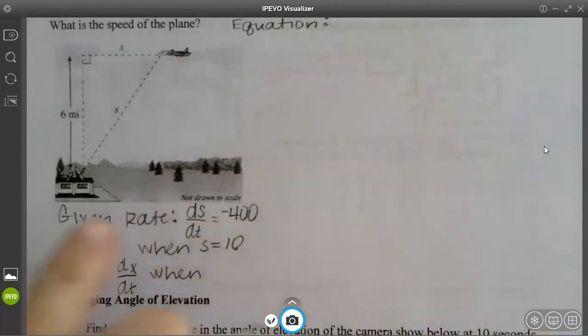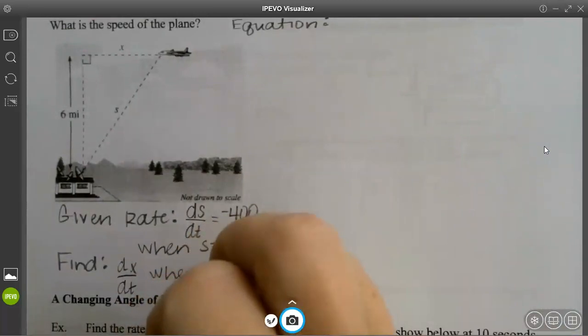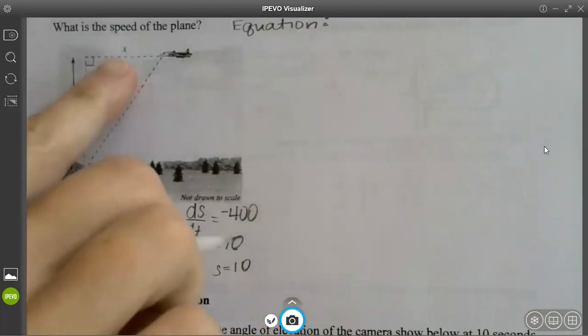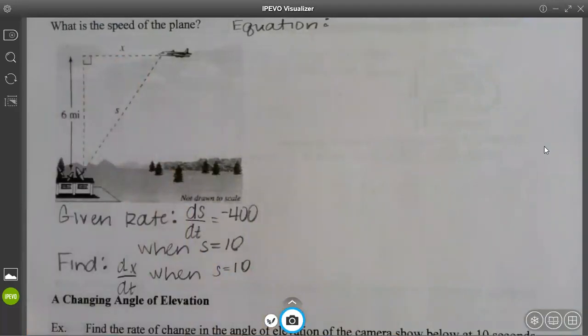You don't have to on this because it's not part of your answer. The only place that you need to put your units is on your answer when you finish. So it doesn't matter if you don't have it anywhere else. Okay. So then when s is 10, again, we used x because x is up here. That's a good one to use. That's why they used it.